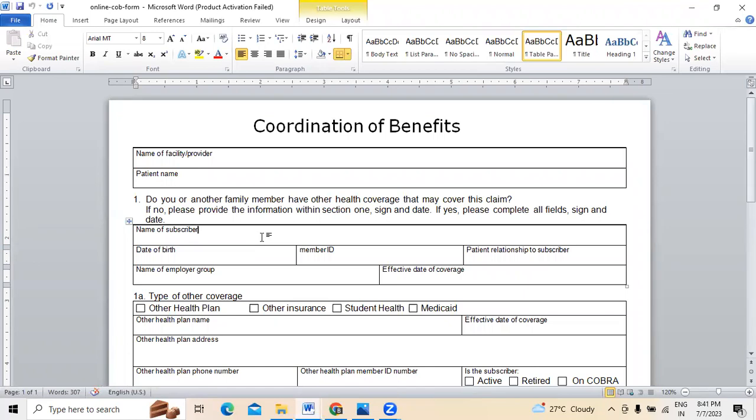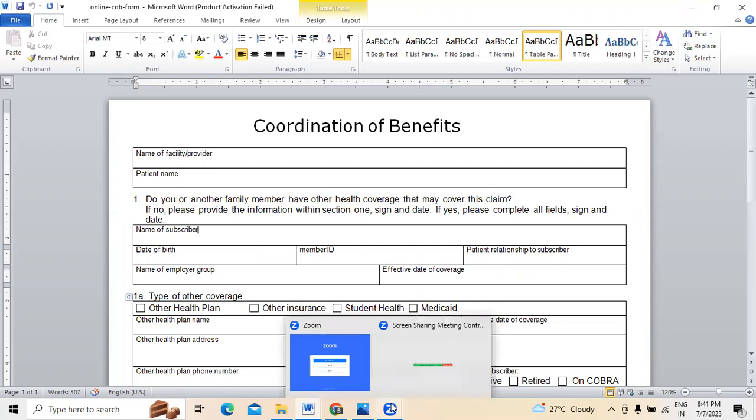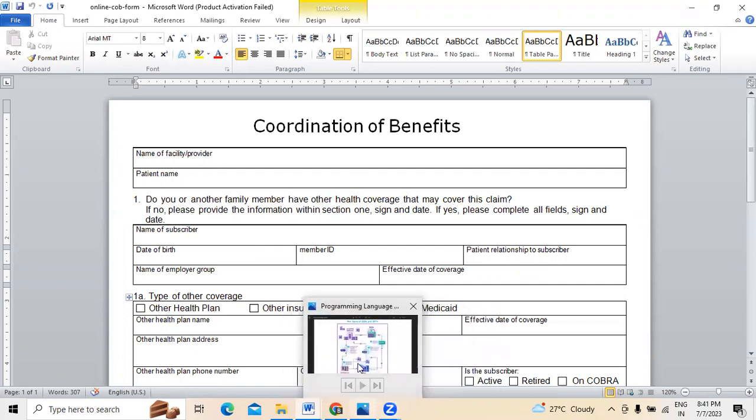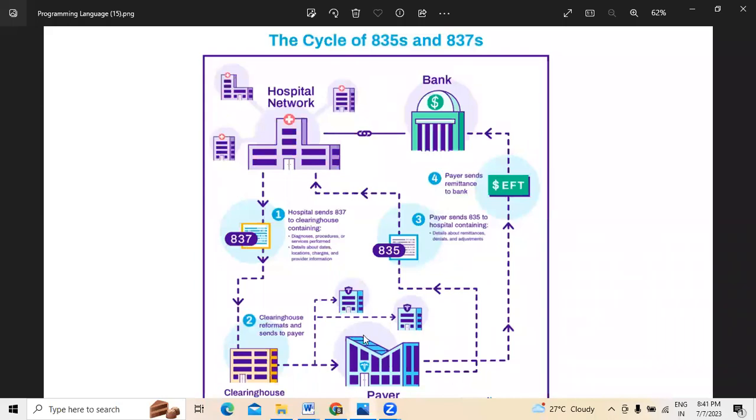Okay. Understood? Clear? So this COB goes through the 837 clearinghouse to the payer. At the end of the day, it reaches the payer. Where does it get stored in that case? Because they have their own claim forms, right? Even the payer will also have a facets application. Both ends will have an application. Correct.